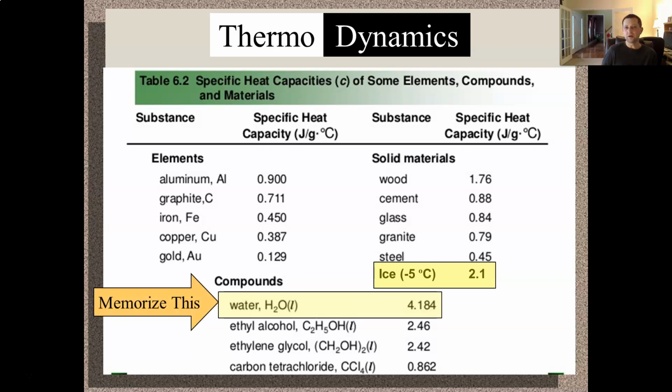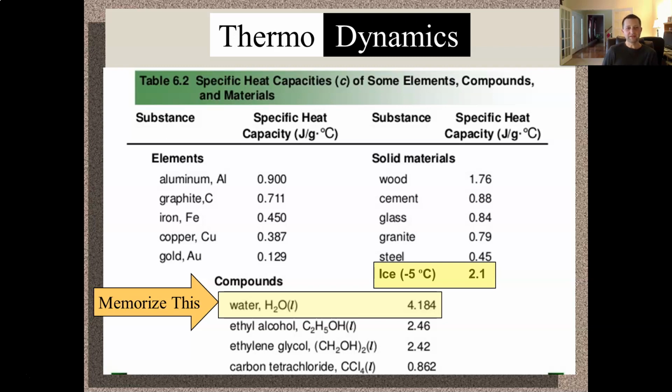You should memorize water's. You're going to use it a lot when we do some calorimetry examples and when we do solution calorimetry as well. So that's something that we should definitely know. 4.184 joules per gram degree Celsius. You don't even really have to actively try to memorize that. You're just going to do so many of those problems that you're going to definitely know what it is.